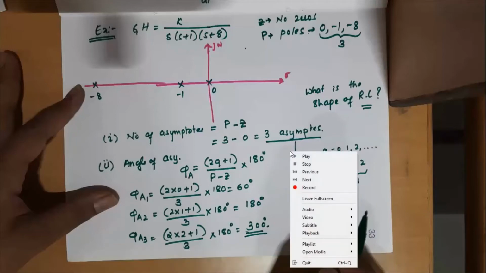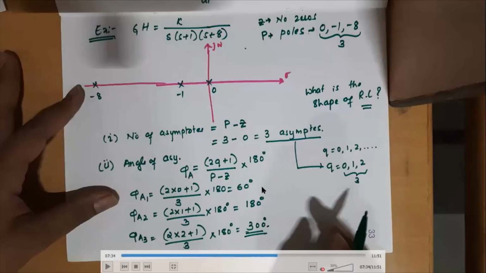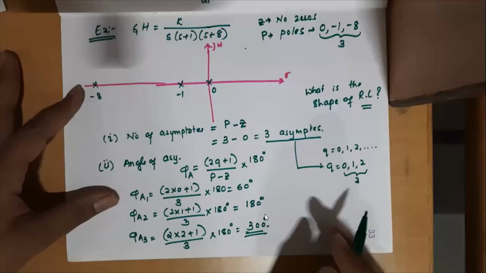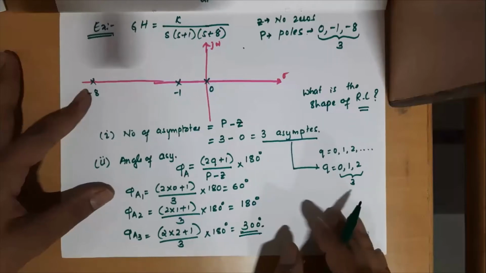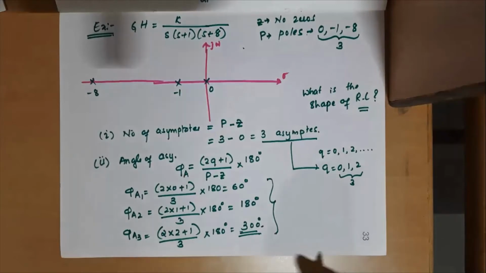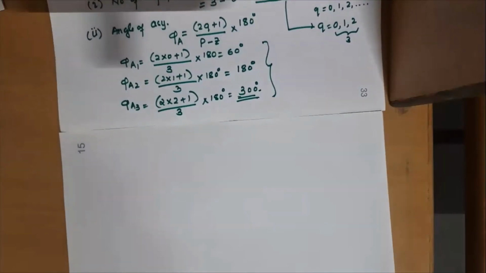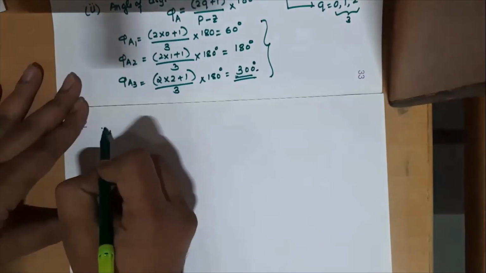The last step remaining is with what reference point these lines with these angles should be drawn. 3 asymptotes means 3 straight lines with these angles, but we also need a reference point with which these lines are to be drawn. So what is that reference point? It is called the centroid of asymptotes. So the third one we have here is the centroid of asymptotes.